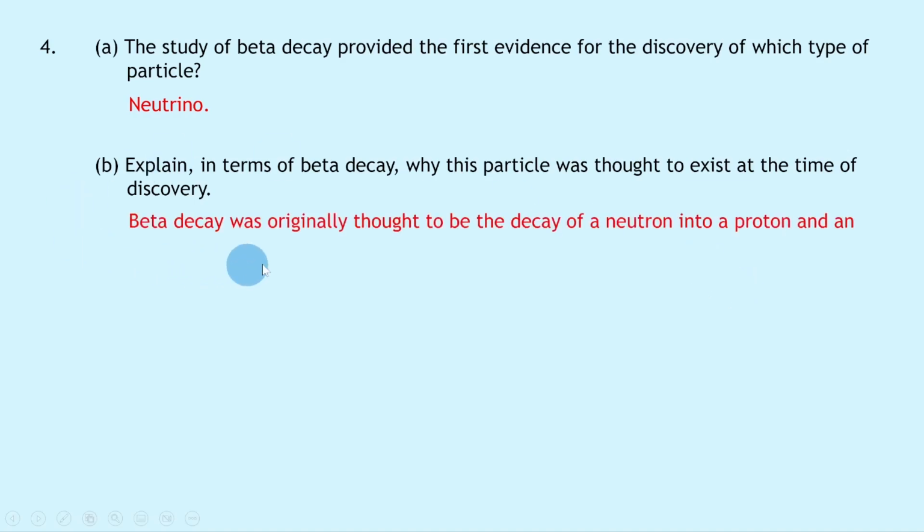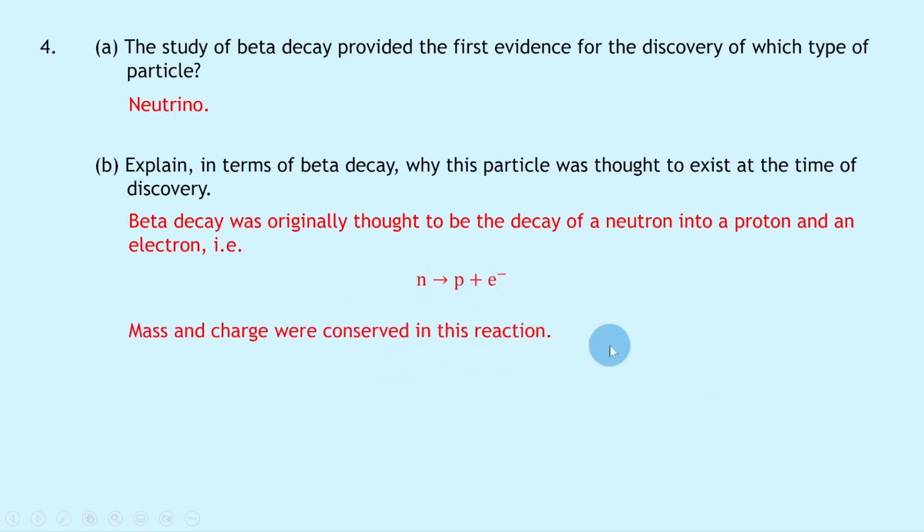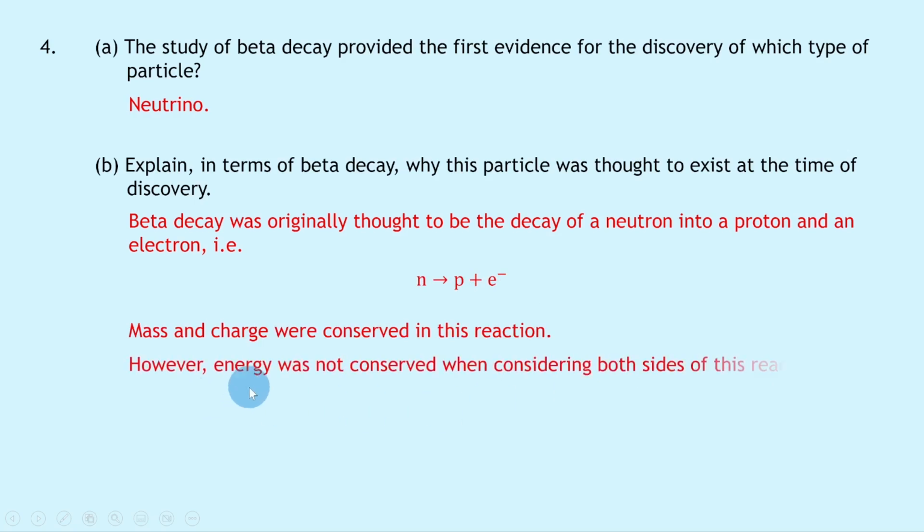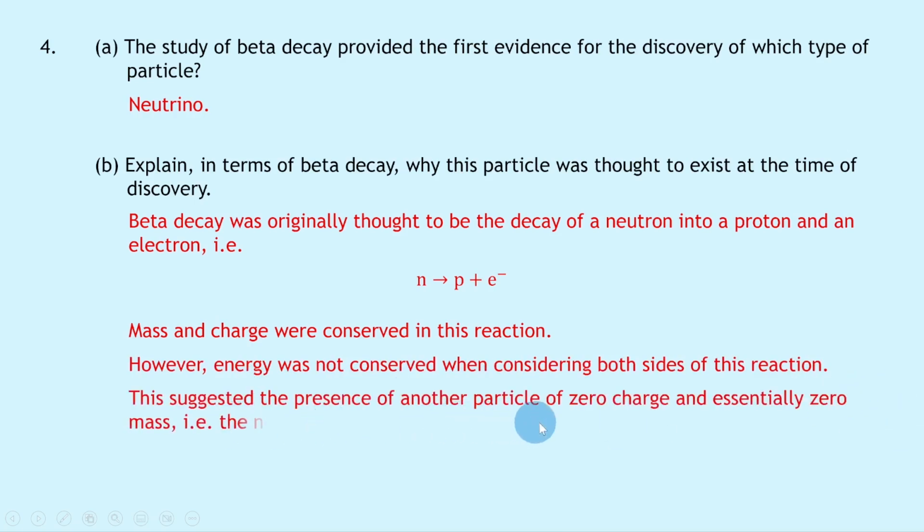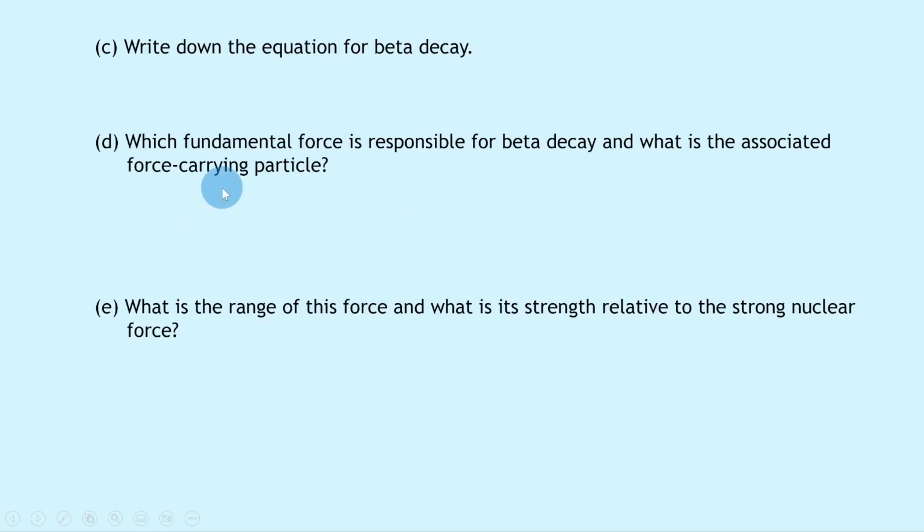Well, again, we looked at this in the theory video for leptons and neutrinos, but we can summarise it here to say that beta decay was originally thought to be the decay of a neutron into a proton and an electron, i.e. the reaction looked like this, neutron converting into a proton plus an electron. And mass and charge were found to be conserved in this reaction. However, we said that energy and momentum were not conserved when considering both sides of this reaction. And this suggested the presence of another particle of zero charge and essentially zero mass, i.e. the neutrino.